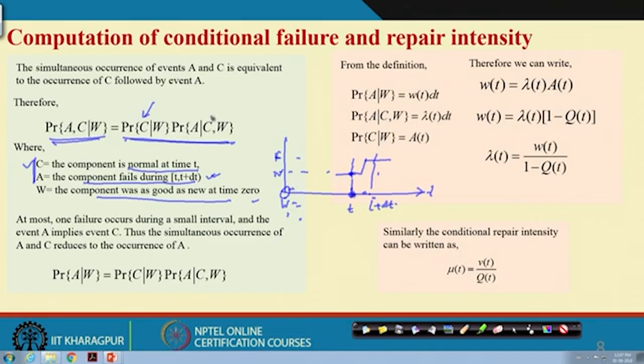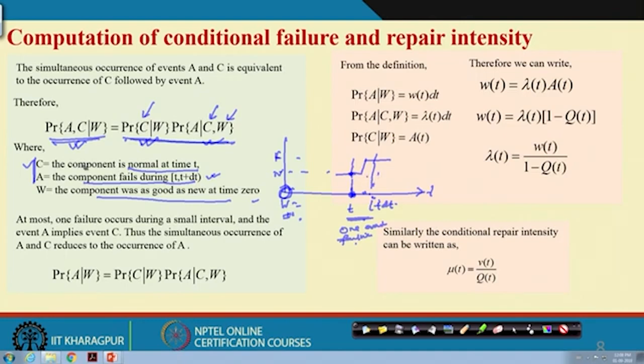So, C is talking about the component being normal at time t, W is talking about the component being as good as new at time equal to 0, and A denotes that the component will fail between t and t plus delta t. This joint probability is the multiplication of these two probabilities. But here one interesting thing is that we choose the interval to be so small that only one event can happen, that is a failure event, because the component is in the normal state and it can go to the abnormal or failed state.